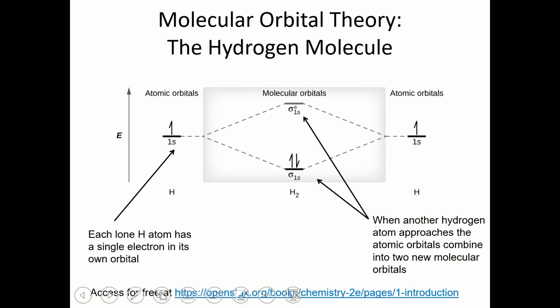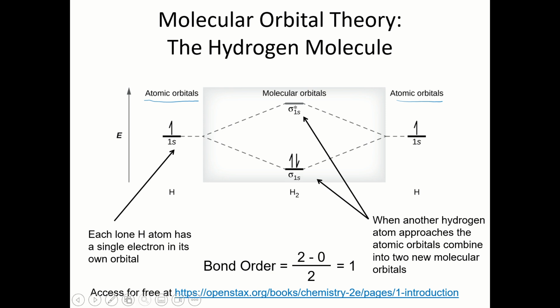Okay, so in this example, we have a hydrogen molecule, and on either side of the diagram, you're going to see your original atomic orbitals. As the two hydrogen atoms approach, those are going to disappear in the system, and we're going to recreate these molecular orbitals in the center.